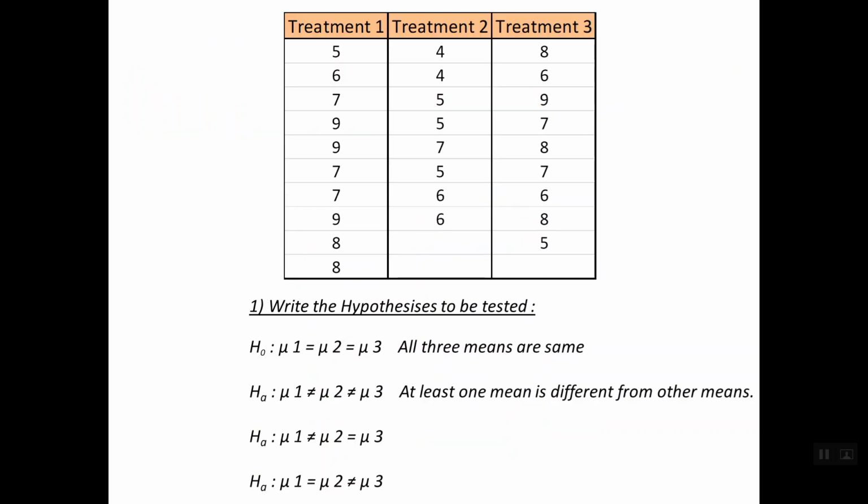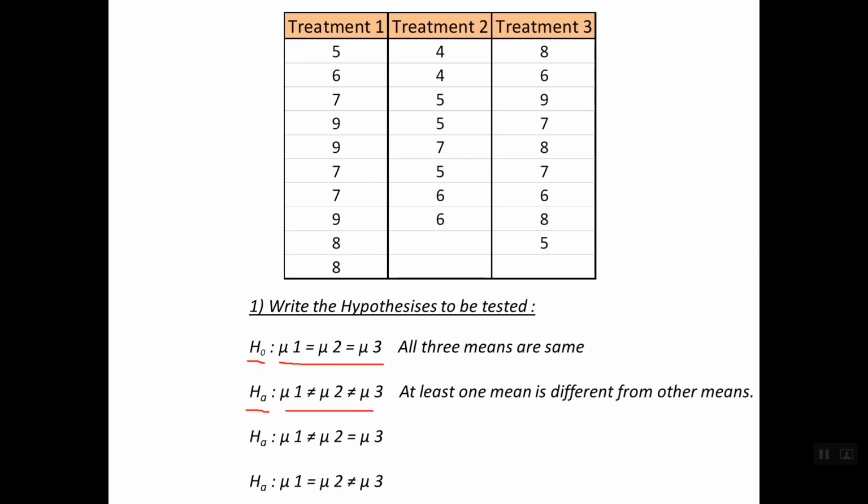First of all, let's write the hypotheses to be tested. As we know, we have two hypotheses. The first one is called the null hypothesis, H0, which states that there is no significant difference between the three population means, or all the three means are the same. While the other hypothesis, which is the alternative hypothesis, states that at least one of the means is different from the other means.